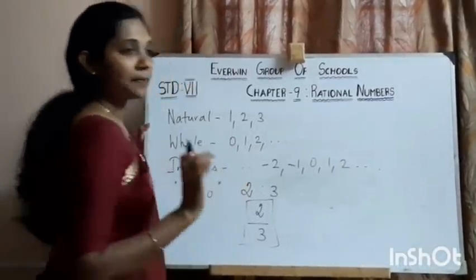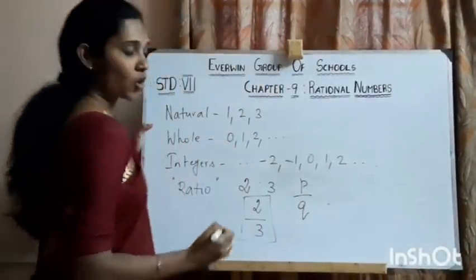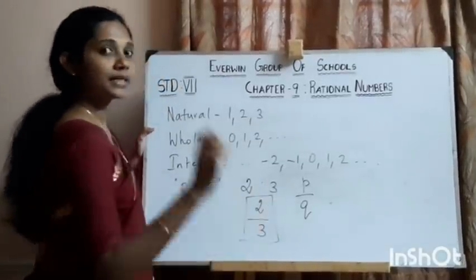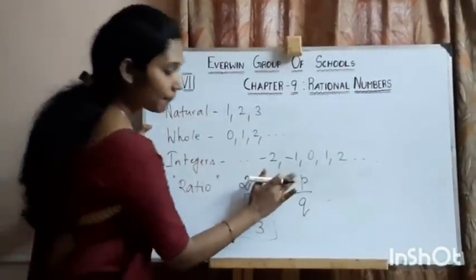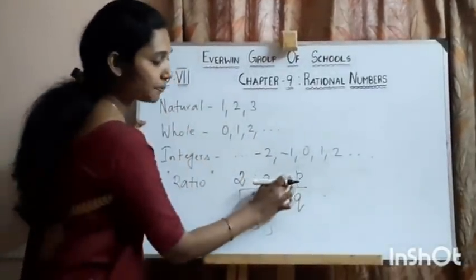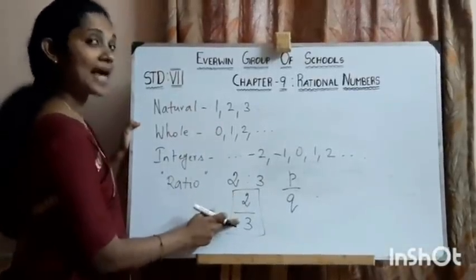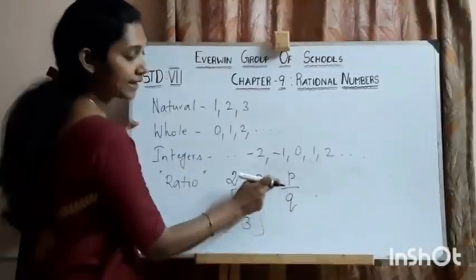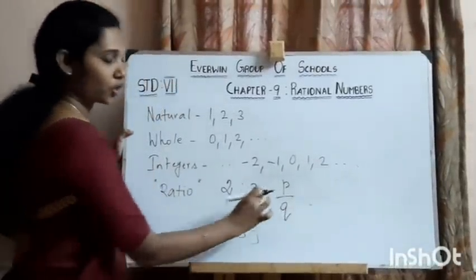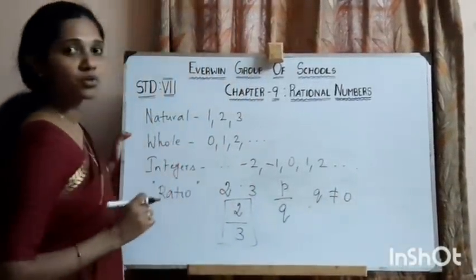Similarly, any number that can be written in the form of P by Q, where P is the numerator and Q is the denominator, that is numerator by denominator form, where P and Q are integers. In a fraction, these are natural numbers, and in this case these are integers, and this denominator Q is not equal to 0. What if this Q is equal to 0?